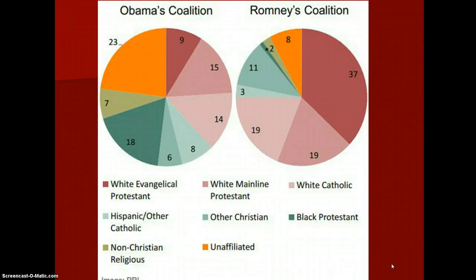So if we look at the coalitions here and look specifically at race and religion, you can see the different coalitions. Typically, you see Romney's largest chunk was this red here, white evangelical Protestants, and Obama's largest chunk would be these unaffiliated, people that are non-religious, that aren't associating with anything.